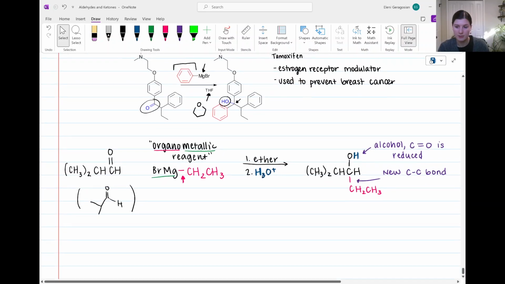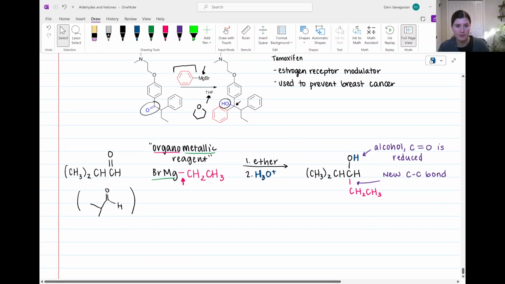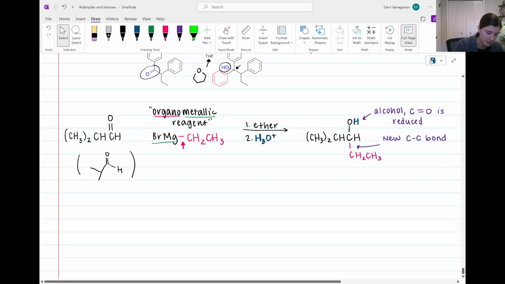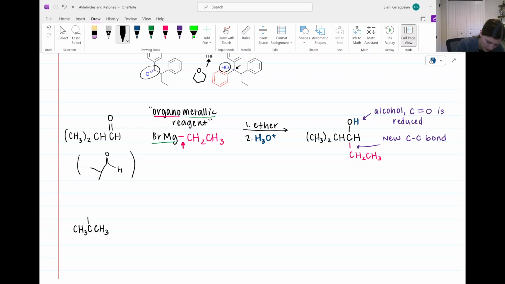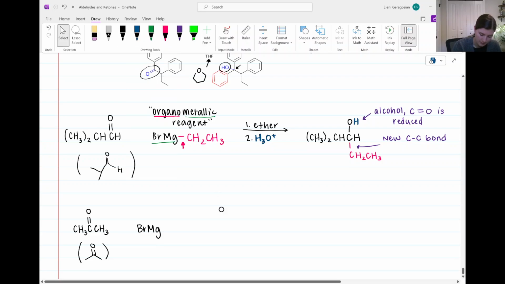Before we get into the mechanism, let's just do one more example to really emphasize what the reaction scheme looks like. So we'll do, let's say, acetone. Skeletal structure shown right here. We're going to add magnesium bromide. Magnesium's bonded to the bromine and to the carbon chain. And we'll just add a propyl this time.